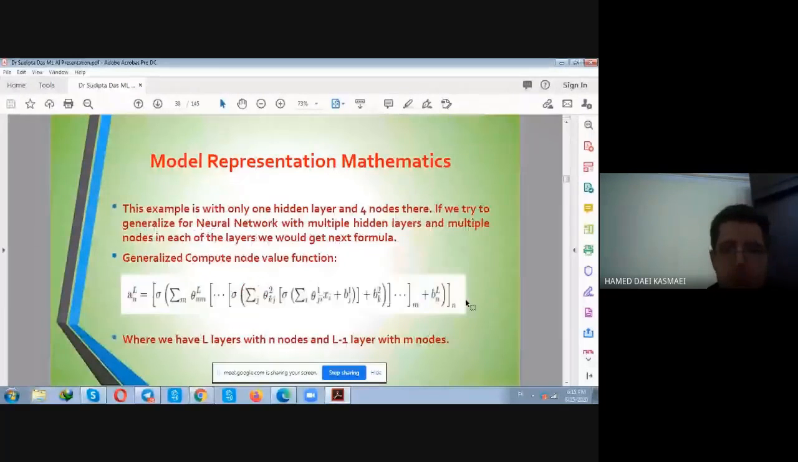Again, this example is only with one hidden layer and with 4 nodes. If we try to generalize for neural networks with multiple hidden layers and multiple nodes in each of the layers, we get the next formula. It is the generalized compute node value function. Based on this, you will see here the full generalized format, y is equal to Wx transpose plus b, where we have L layers with N nodes and L minus 1 layer with M nodes that we have predefined earlier, okay?